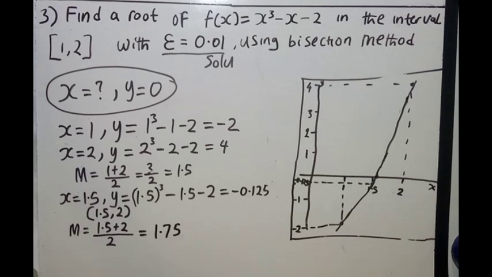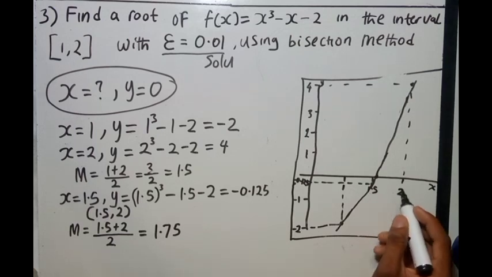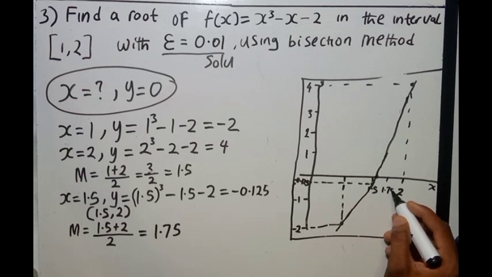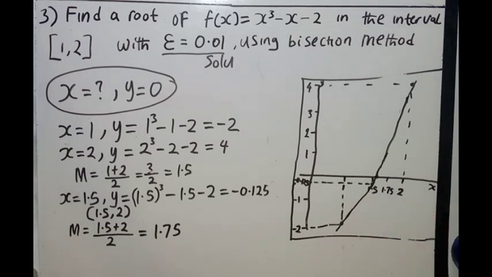So in between our 1.5 and our 2, we have what? 1.75. Now what is the y value, what is going to be y when x is 1.75? Now our y will be 1.75 cubed minus 1.75 minus 2.